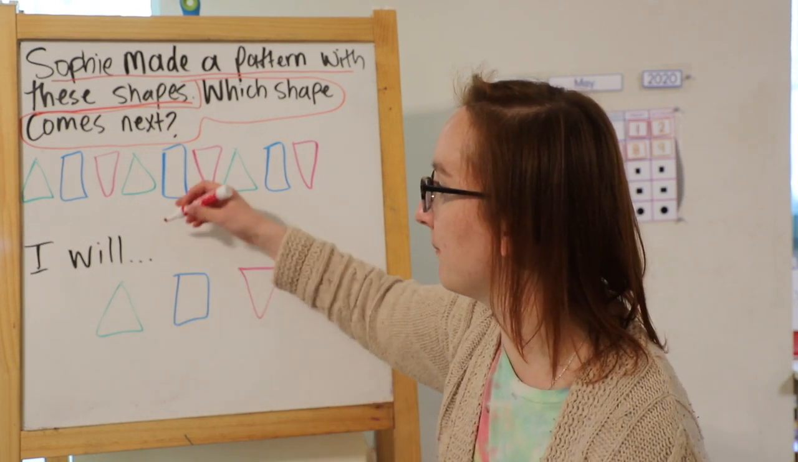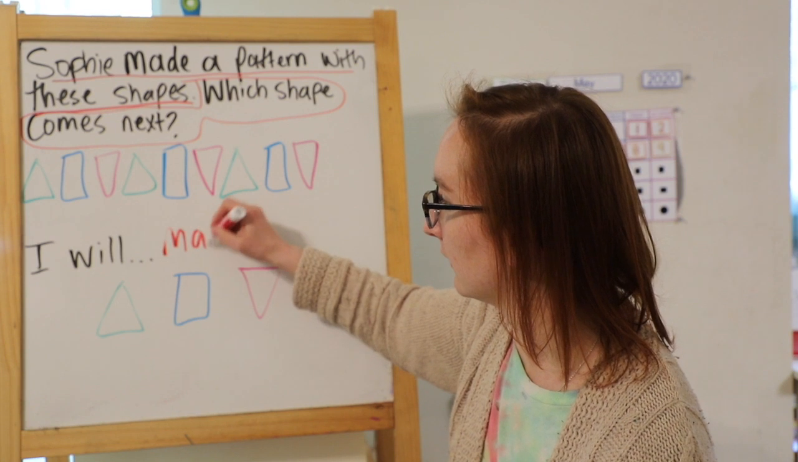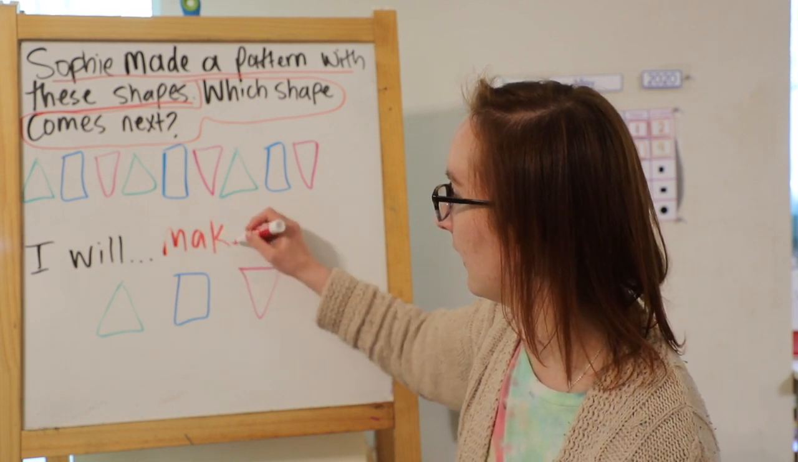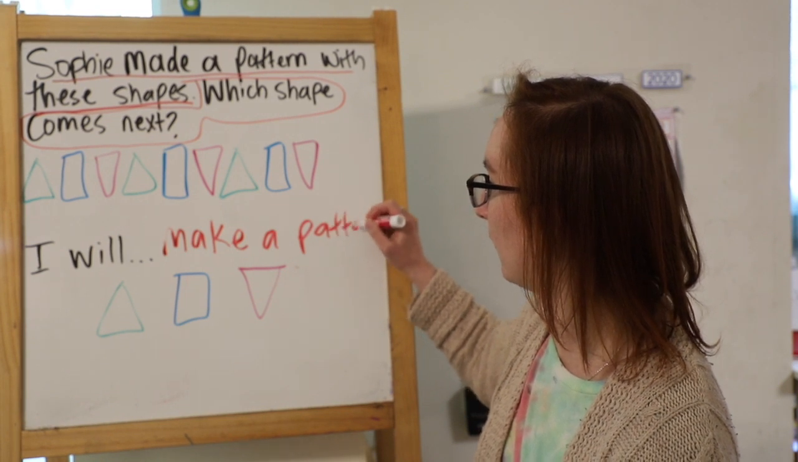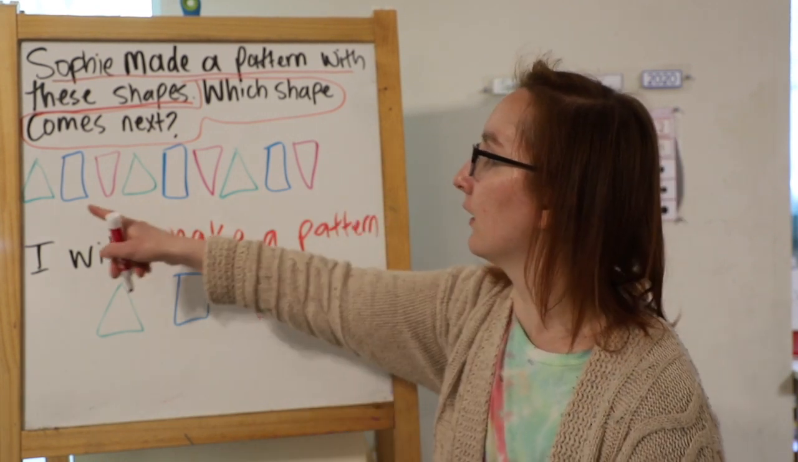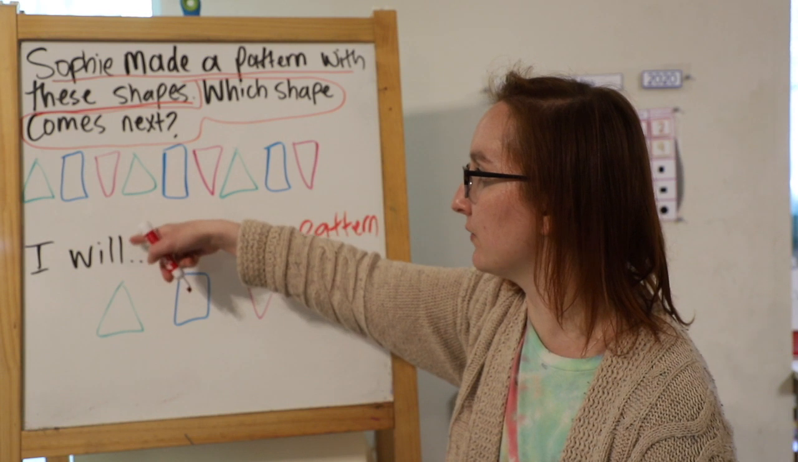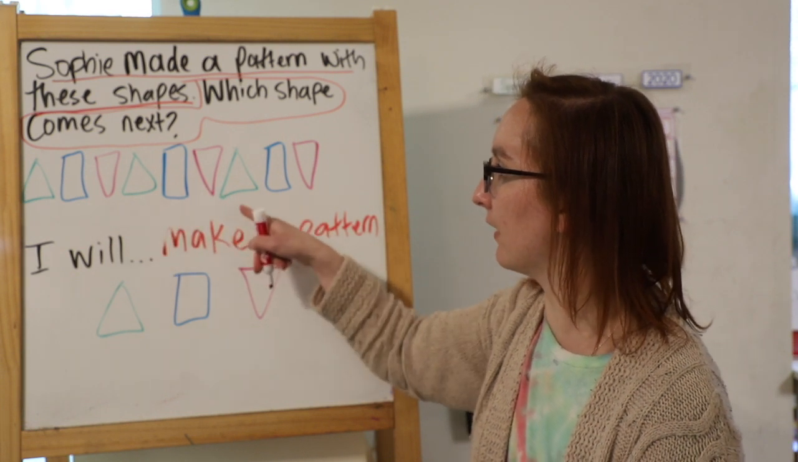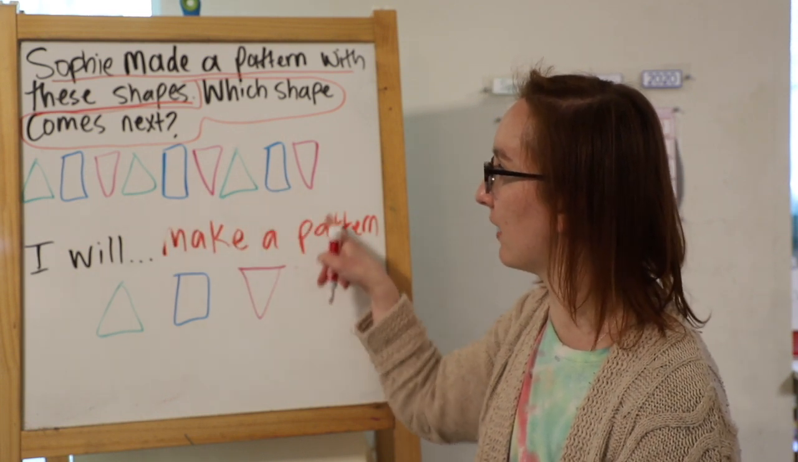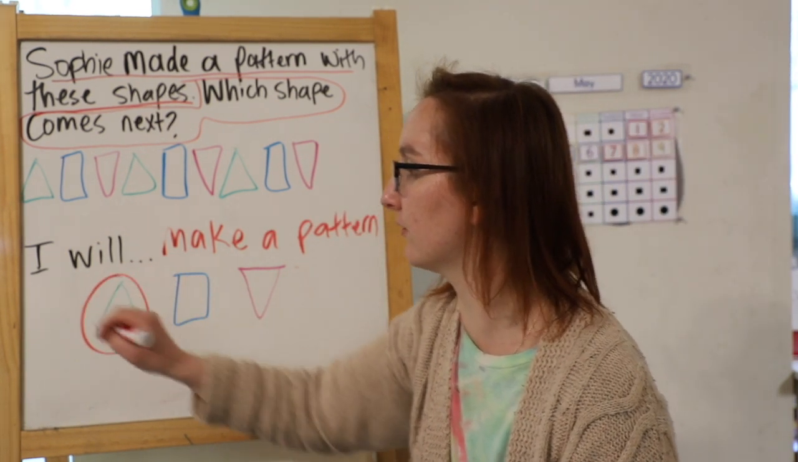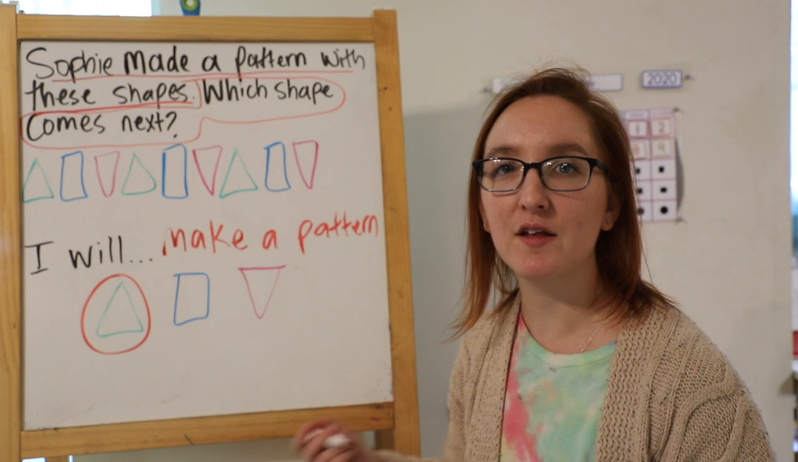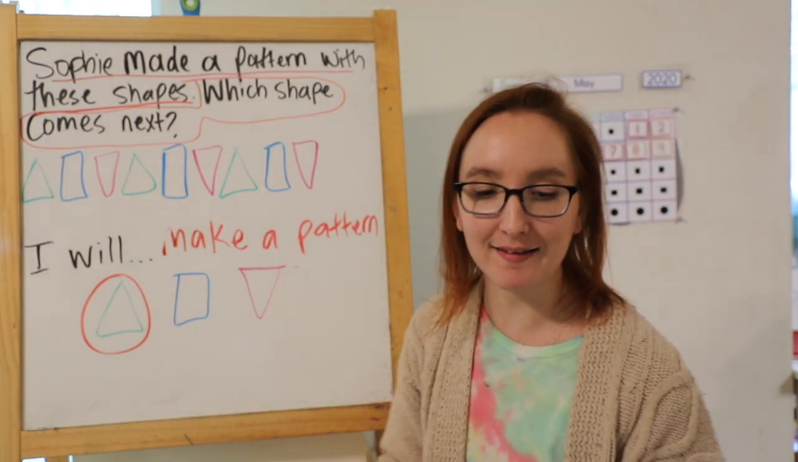So I will make a pattern to figure out what comes next. Cone up, cylinder, cone down. Cone up, cylinder, cone down. Cone up, cylinder, cone down. Cone up will come next. So we're going to circle that cone pointing up to tell us what's going to come next.